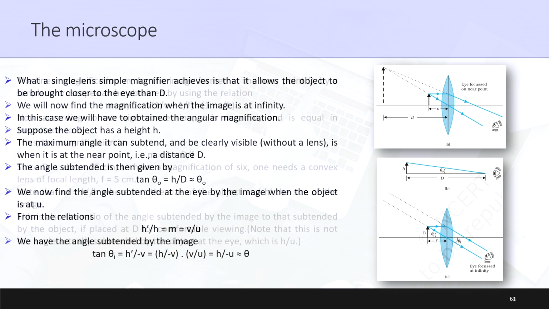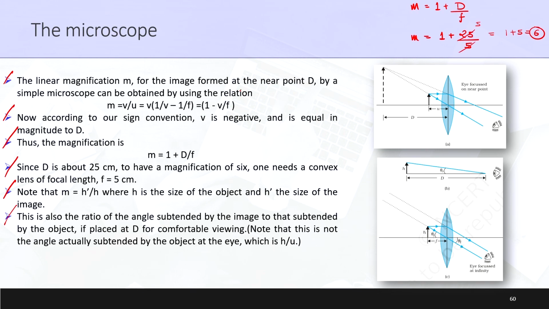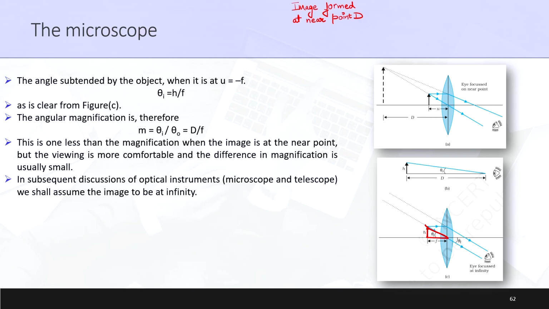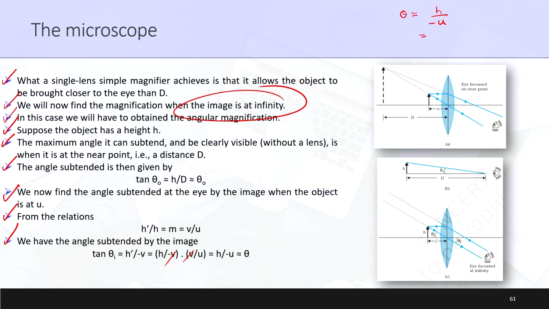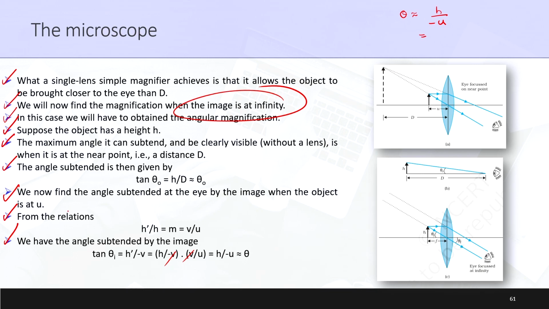Second is that the image is formed at infinity. This is for minus u, and this is the image formed at infinity. And third is when the object is at u, so the image is formed when the object is at u.